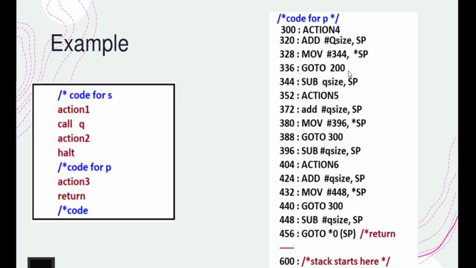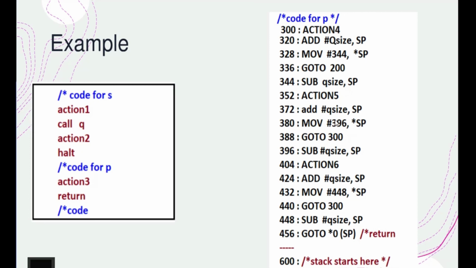Then we will go to 200. That is, the called procedure will transfer the control to the return address using this instruction. Then we will subtract, that is decrement the stack pointer, using this instruction. Then some action will be there, some code segments will be executed. So this is the way by which a call to the procedure will happen using stack allocation.